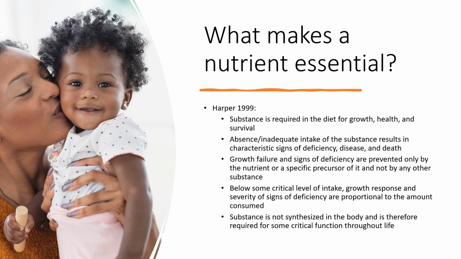Growth failure and signs of deficiency are prevented only by the nutrient or a specific precursor of it, and not by any other substance. Below some critical level of intake of that substance, growth response and severity of signs of deficiency were proportional to the amount consumed. And then finally, the substance is not synthesized in the body and is therefore required for some critical function throughout life. As of now, we have 40 essential nutrients that we need to consume to prevent essentially the decline of health, growth, and our survival.